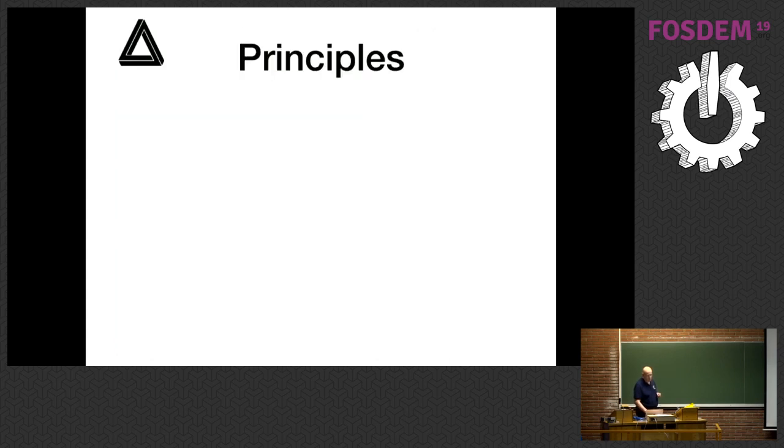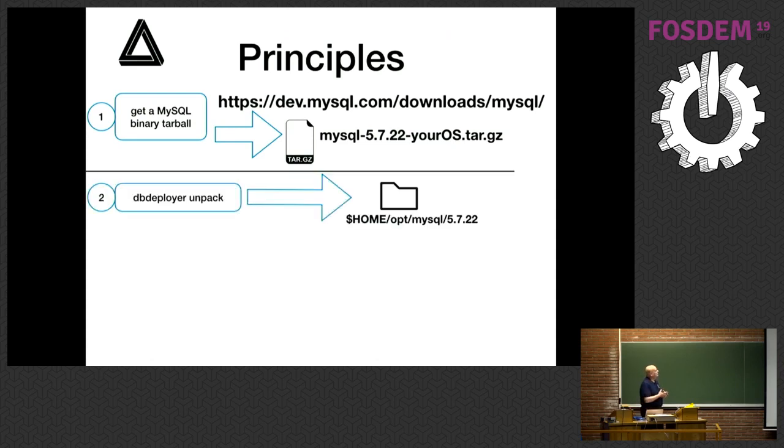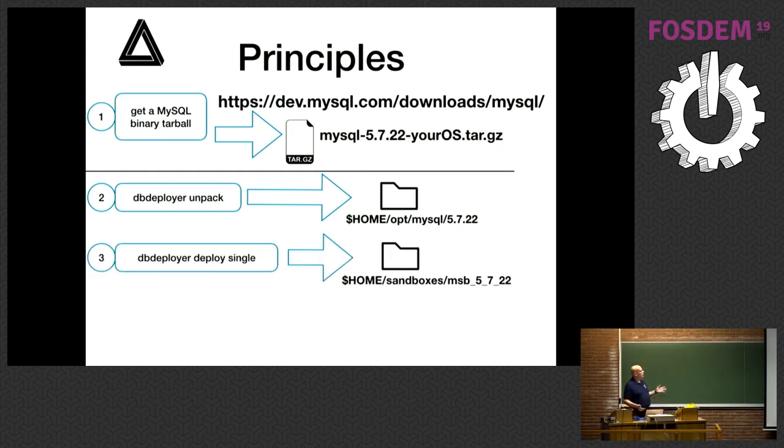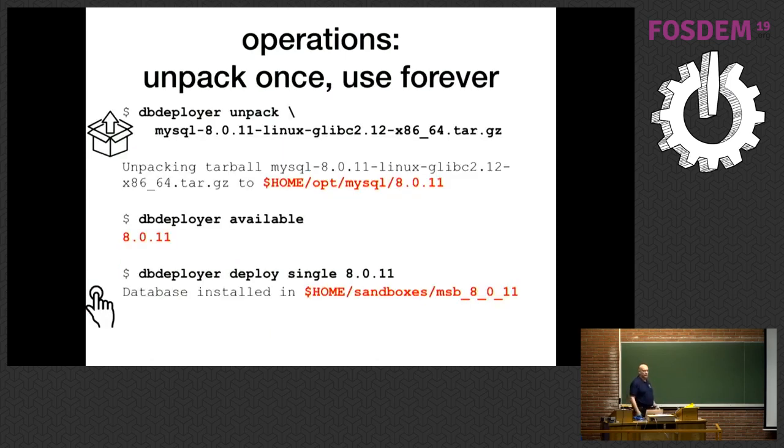Once you download, this is how it works. You get the binaries, the tarball. You tell dbdeployer to unpack it, and by default, it will go in a directory named opt mysql and expand this tarball in a directory that is named after the version of the tarball. And from that moment on, you can start deploying. Say dbdeployer deploy single, and you create a single sandbox, or dbdeployer deploy multiple, and you create multiple sandboxes. So the principle is you unpack once and then use forever, or until you get tired of using it.